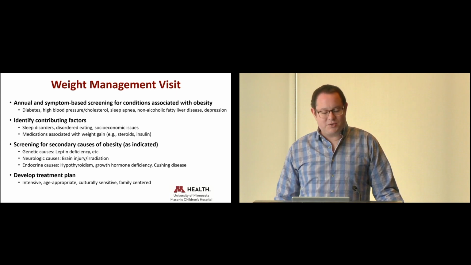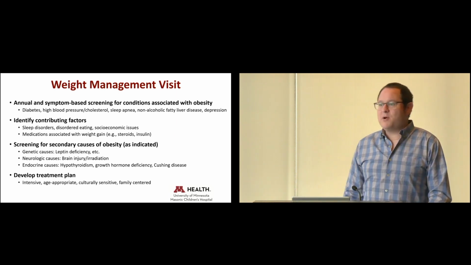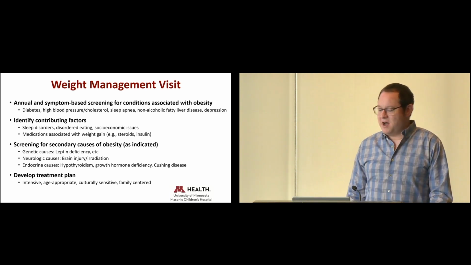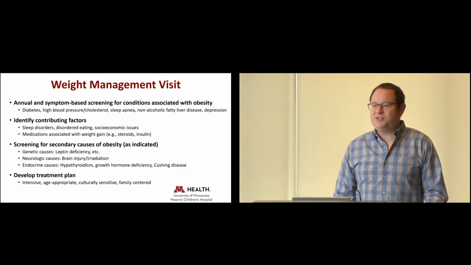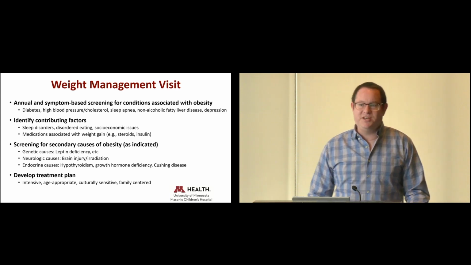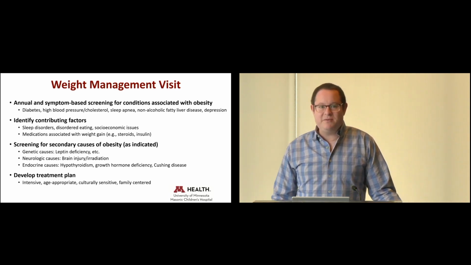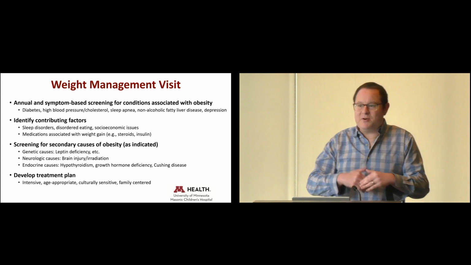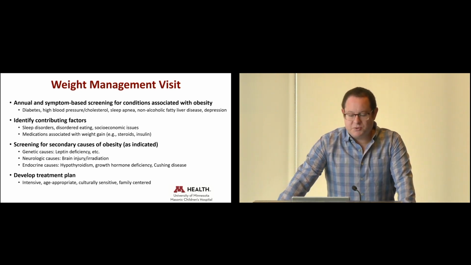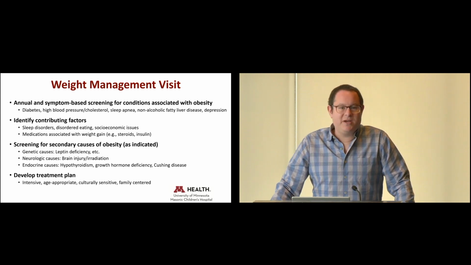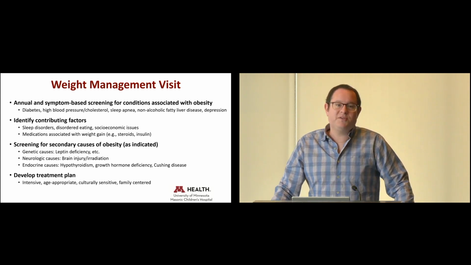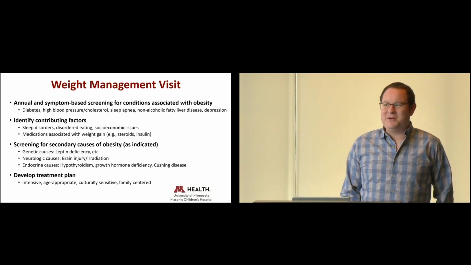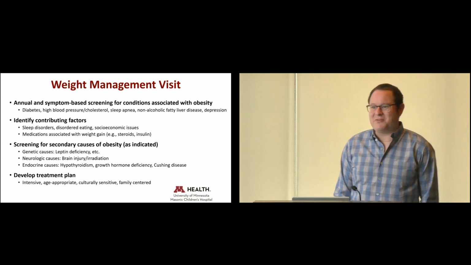Next, you want to look at screening for secondary causes of obesity. What I mean by secondary causes, these are in general fairly rare, but they include specific gene mutations. For example, there's something called leptin deficiency, which is caused by a mutation in the leptin gene. That would be one specific cause of what is known as genetically driven or monogenic obesity. There are also neurological causes, so things like brain injury, brain radiation, etc. And then the quote-unquote endocrine causes, although I would argue that they're all endocrine causes because all of obesity is related to hormones and neurotransmitters and other things.